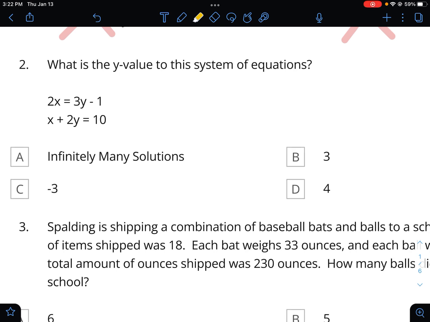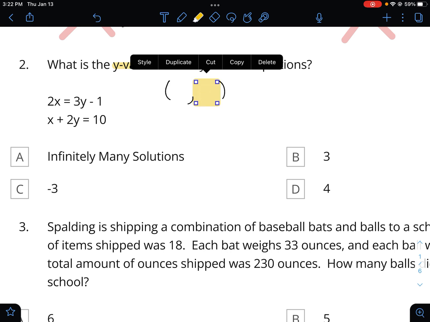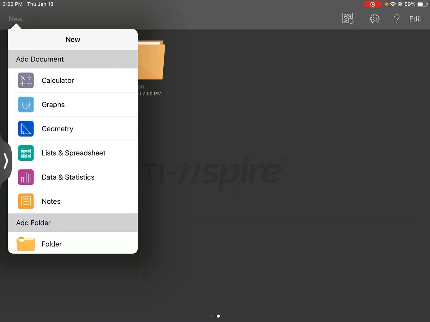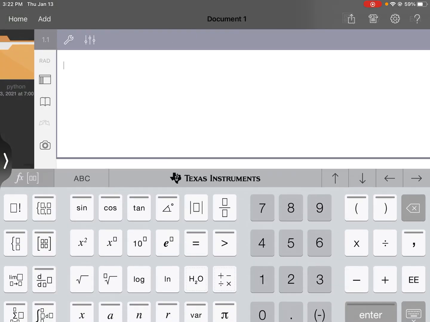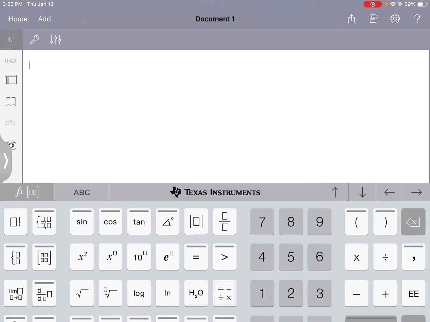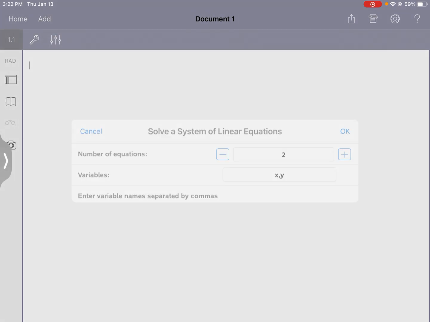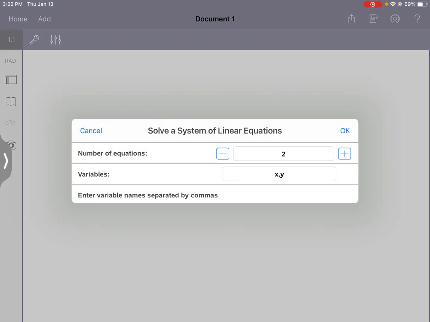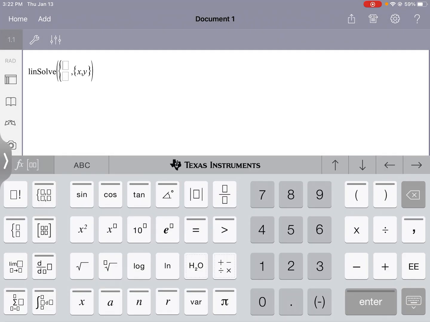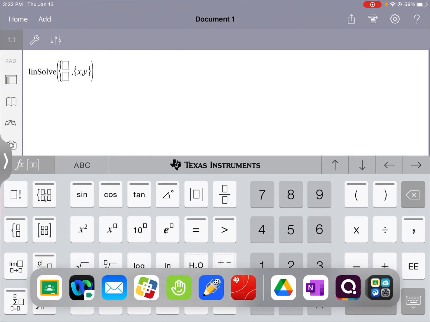What is the Y value to the system of equations? So I just want the Y value, but in order to do this, I need to use my calculator, and I actually have to find the solution. Again, we're just looking for the Y value of the solution, but you have to find the whole solution in order to do this. So I go to my calculator, I go to a new document, and I add a calculator. I go menu 3, 2. I have 2 equations. My variables are X and Y, so I hit OK.